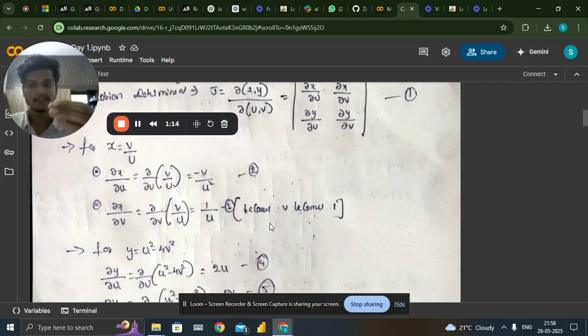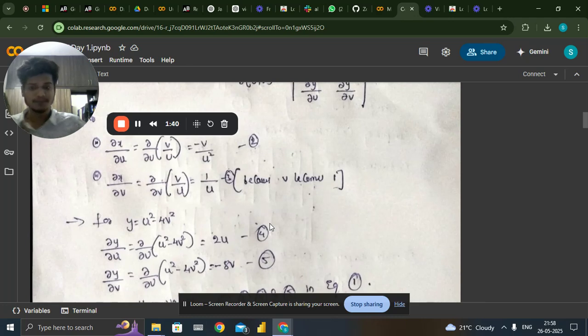Just as we did for that, we need to find dou x by dou v. That means we need to differentiate x with respect to v also. So dou by dou v of v by u is 1 by u, because the derivative of v with respect to v becomes 1, just like differentiation of x square becomes 2x. So it becomes 1 by u.